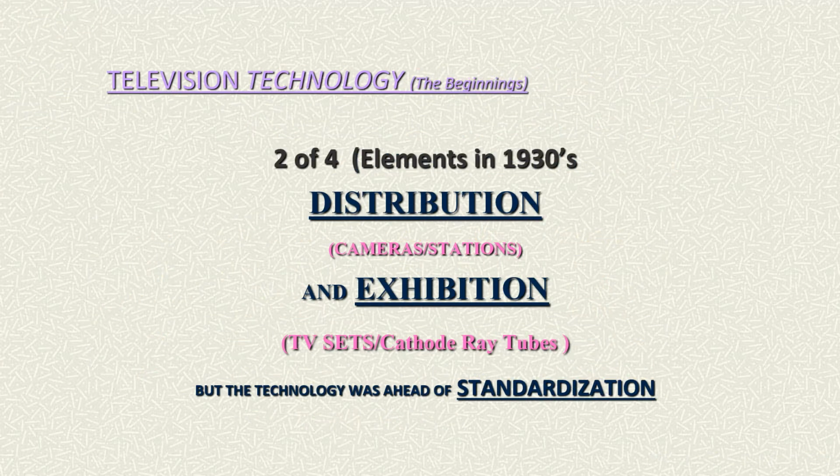So other things need to be put together, need to be developed in order for television to be a true mass medium. Distribution, the idea of coming up with cameras and television stations, that's being developed, that's on its way. Certainly the exhibition, the television cameras and the television sets, the technology for that is understood and can now be manufactured, but again, probably the most important part of those 4 elements, standardization, has yet to be determined.